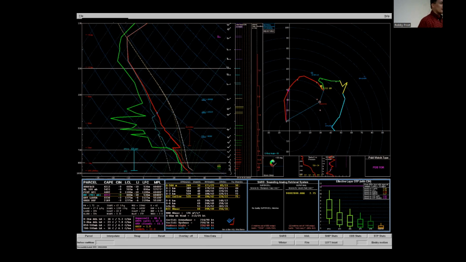Tell me what's wrong with the profile. I don't love that convergence just below 700 millibars. Okay. And what's the relevance of that? Don't love it. Any other? I mean, but that sounding is popping. Yeah.